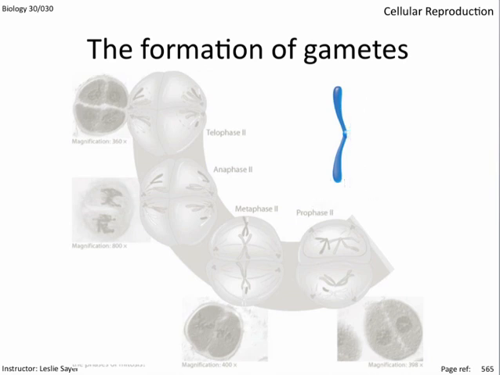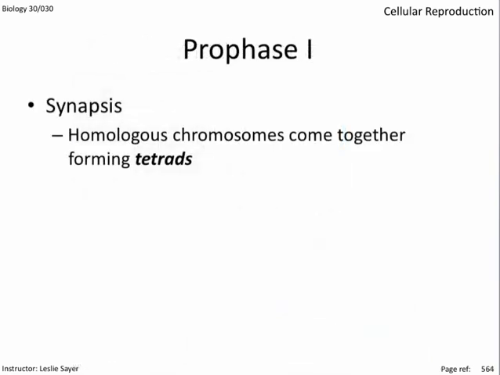The second meiotic division, however, separates the sisters, revealing cells that still have chromosomal representation from one or the other parent, and are thus still haploid. During Prophase I, synapsis occurs, where homologous chromosomes come together forming tetrads. Think of tetra, 4, meaning 4 chromatids, 2 pairs of homologous chromosomes.